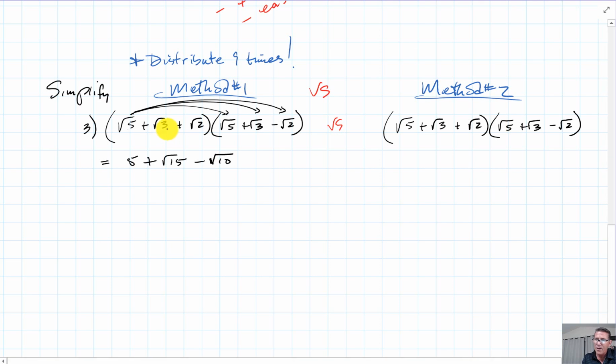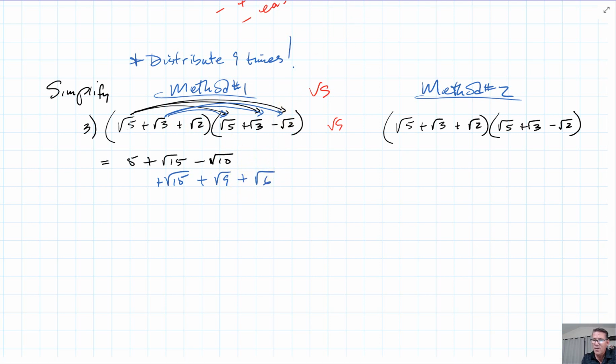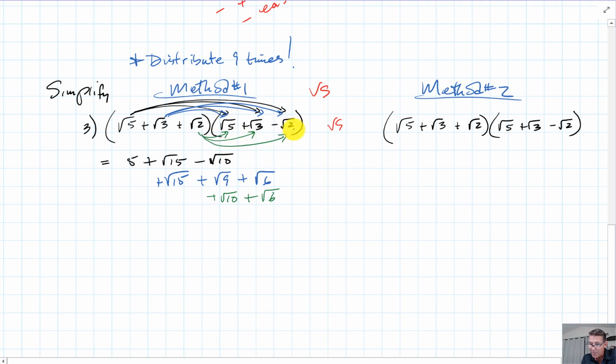Now I distribute the root 3. So I go root 3 times root 5, which is root 15. Now I'm on the second row here. I'm going to put a plus sign because it's positive. Root 3 times root 3 is root 9. Root 3 times root 2 is root 6. And now the last one you have to distribute is root 2. So you take root 2 times root 5, which is root 10, so it's positive. And then root 2 times root 3 is root 6. And then root 2 times negative root 2 is a negative root 4.